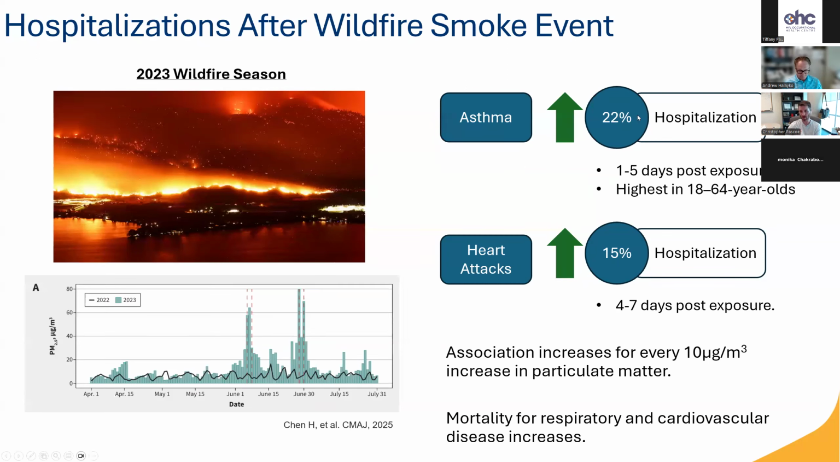I should also point out that this was looking at hospitalization, but there's a lot of evidence for mortality from these conditions as well, which is increasing with exposure.